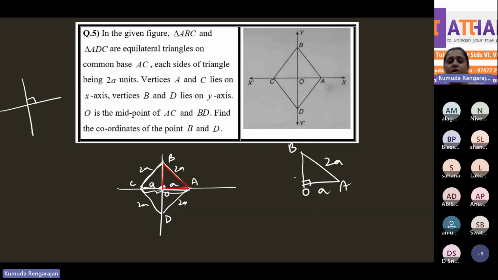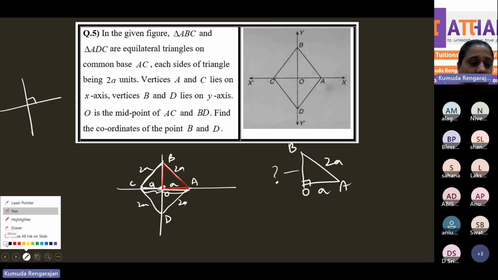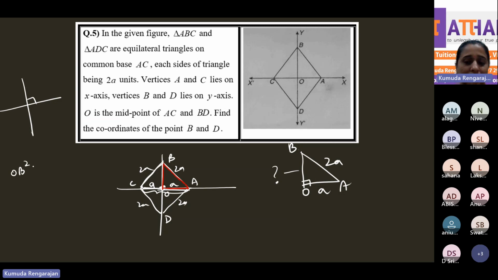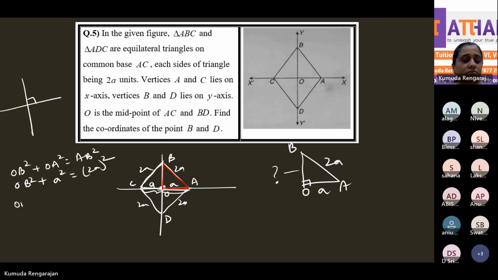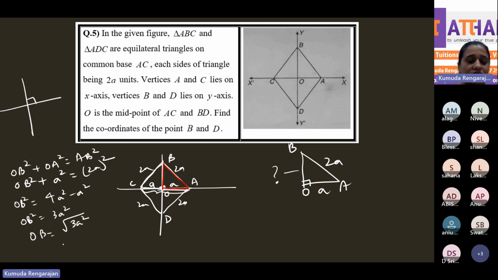You can find OB using Pythagoras theorem. OB square plus OA square is equal to AB square. OB square we don't know, OA square is A square, and AB square is 4A square. So OB square is equal to 4A square minus A square, which is 3A square. OB is equal to the square root of 3A square, so OB is root 3 A units.